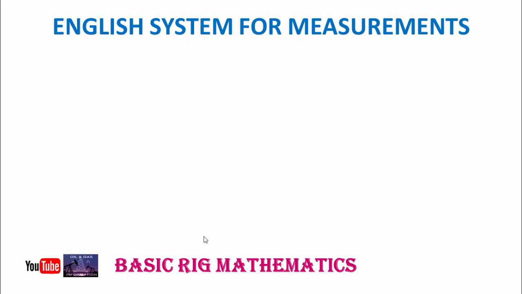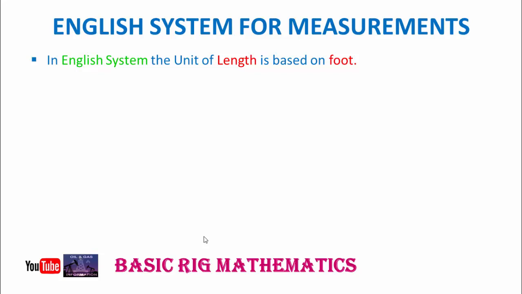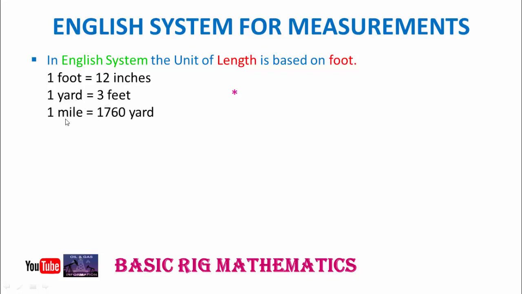Now we see some conversion for the English systems. In English system, the unit of length is based on the foot. As you know, 1 foot is equal to 12 inches. 1 yard is equal to 3 feet, while 1 mile is equal to 1760 yard.